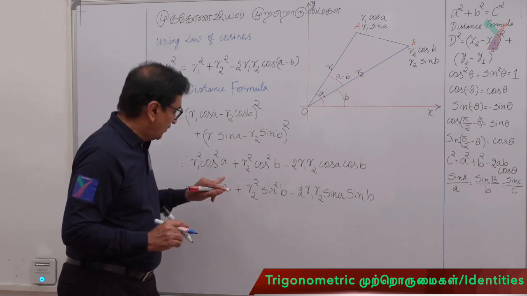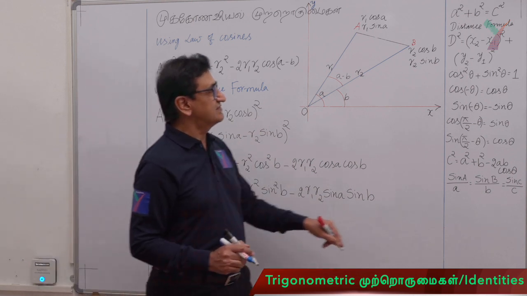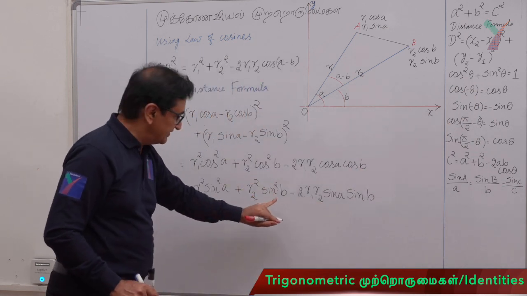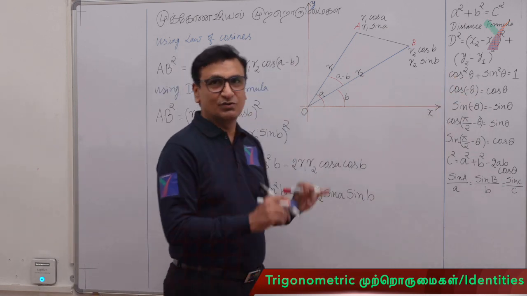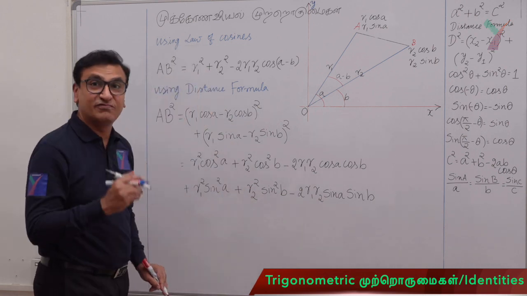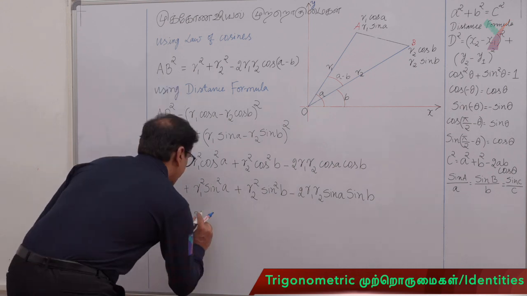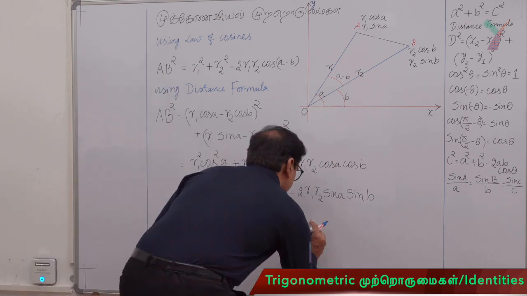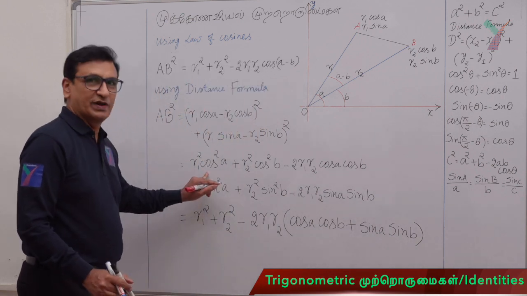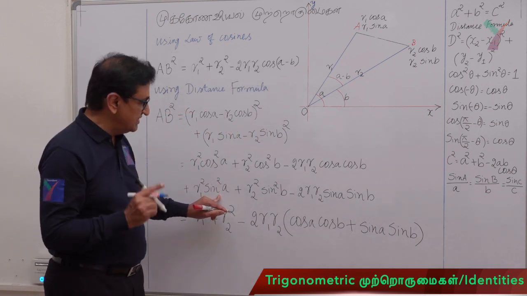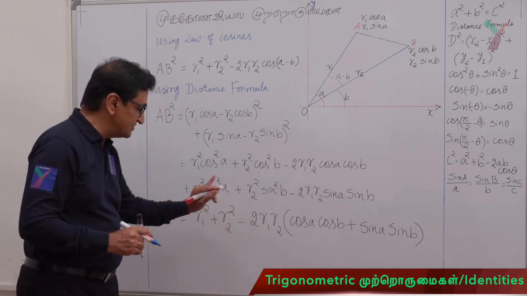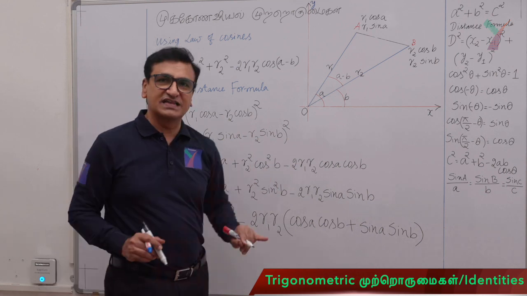And cos square a plus sin square a equals 1. Okay? Similarly, cos square b plus sin square b equals 1. Okay? So I am not going to write the step. Directly I will write the final expression. Because cos square a plus sin square a is 1 and cos square b plus sin square b equals 1. So I just use that to get this final expression.